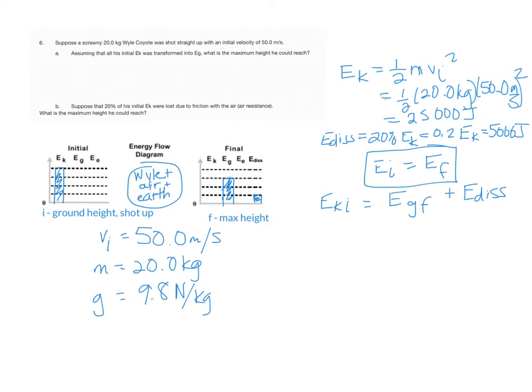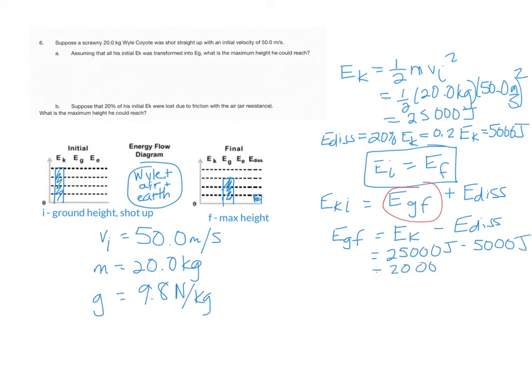I'm going to solve this a little bit differently. Since we already know our EK and our dissipated energy, I had to find EK to find that dissipated energy. I'm just going to rearrange to solve for EG. That will be the kinetic energy minus the dissipated energy, which is 25,000 joules minus 5,000 joules. So my final gravitational potential energy is going to be 20,000 joules.